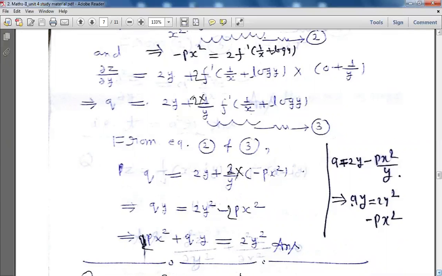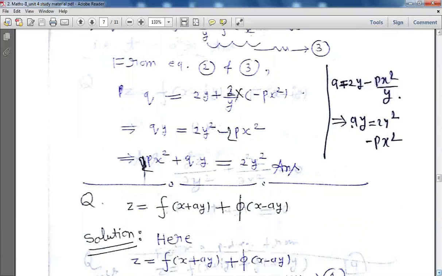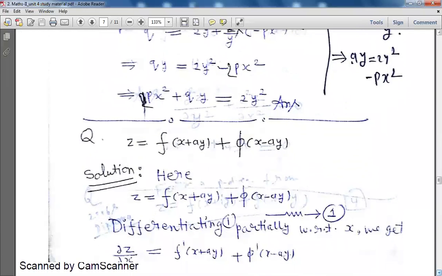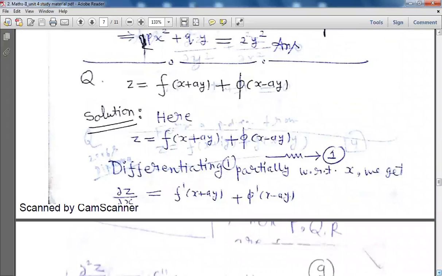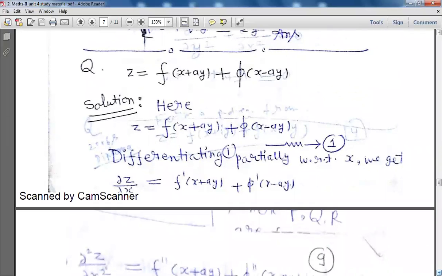This is another problem of formation of partial differential equation. Form a relation with the help of elimination of arbitrary functions. Another problem: z equal f of x plus ay plus phi of x minus ay. This relation involves two arbitrary functions, so we need to eliminate two arbitrary functions.